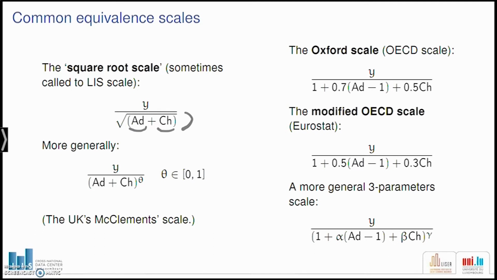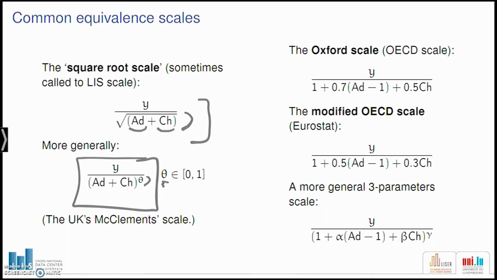And what's specific to that scale is that each additional member makes a smaller and smaller contribution to the number of consumption units. Well, that scale here is in fact a special case of this more general parametric expression for an equivalence scale, where the parameter is theta, which is a number that can vary between 0 and 1. So if theta is 0.5, we've got the square root scale.